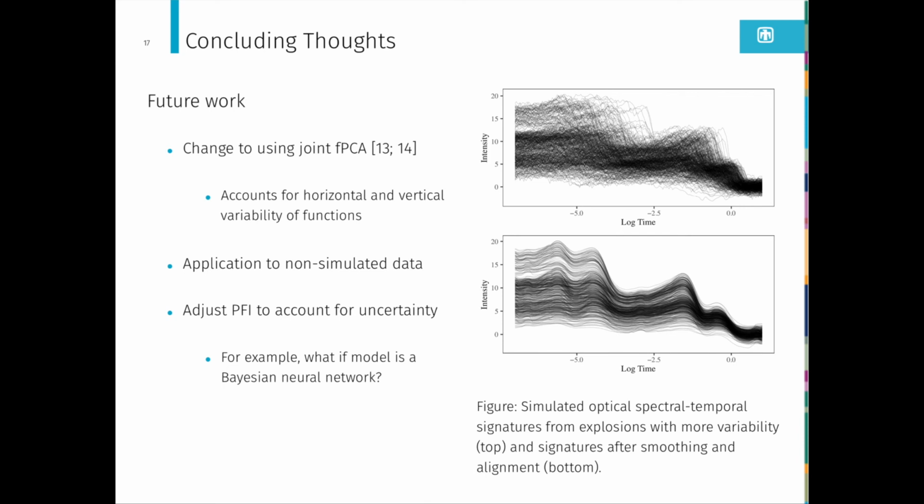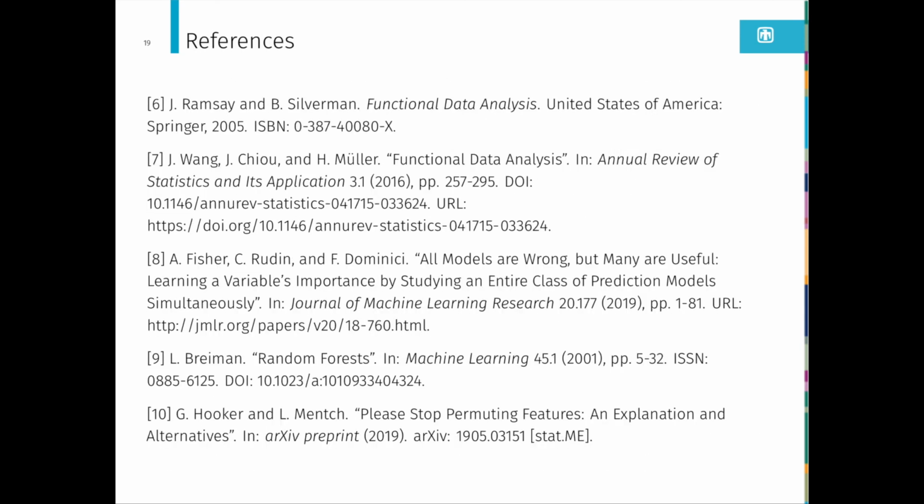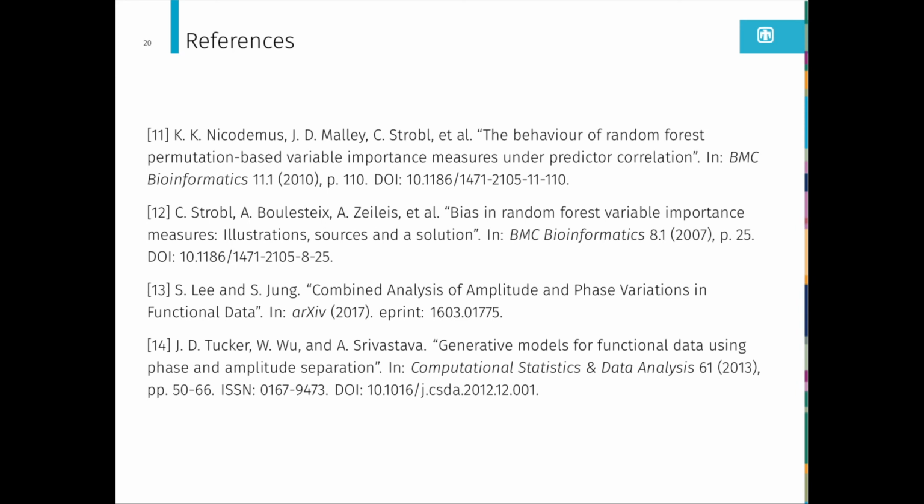Lastly, as I mentioned earlier, an additional goal of the project is to train models that return uncertainty with the predictions. For example, the use of Bayesian neural networks is being explored, which would return not only a prediction, but also a posterior distribution for that prediction. We are interested in working to understand how the uncertainty returned with a prediction could be accounted for when computing feature importance. I have included my references for this talk on the next few slides.